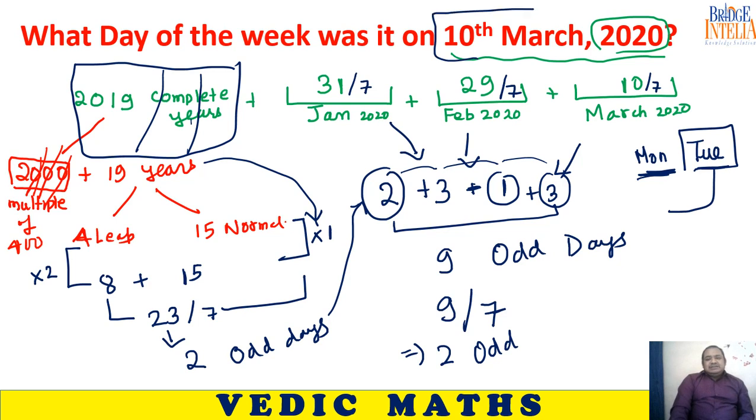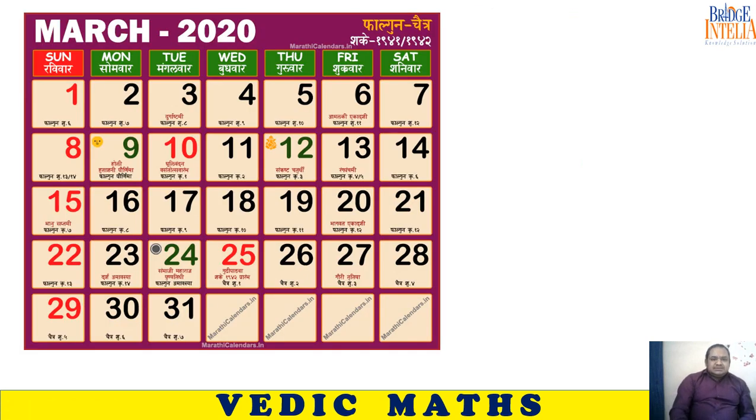So let's verify whether 10th March 2020 was actually a Tuesday. So 10th March. So this is the calendar of March 2020. So where is 10th March? So here, 10th March. So yes, 10th March was a Tuesday.